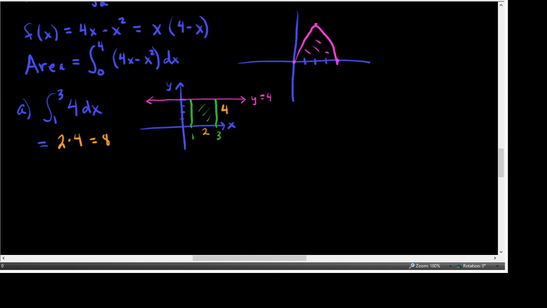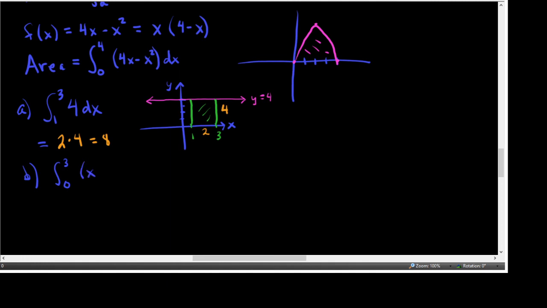Okay. B. By the way, could you do that for any constant function? Yeah, that would not be too hard to do. Not too hard to interpret at all.